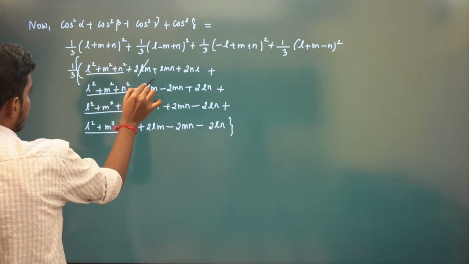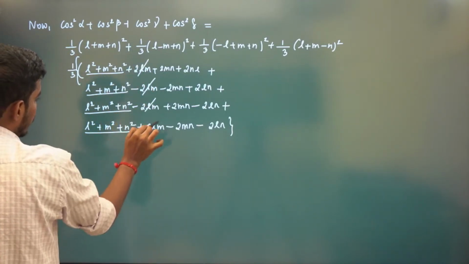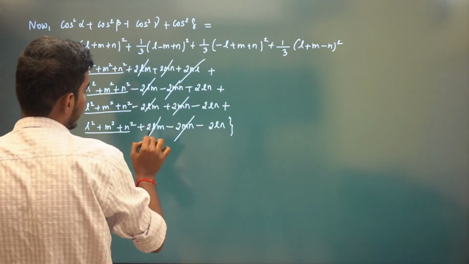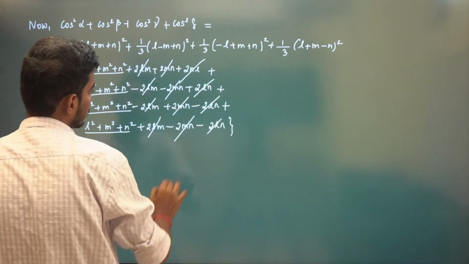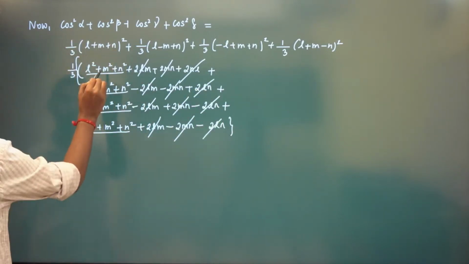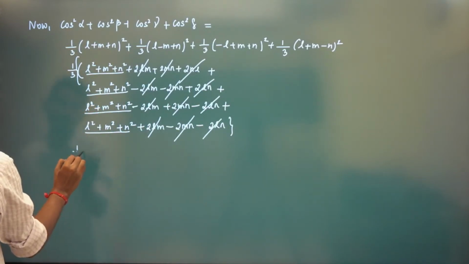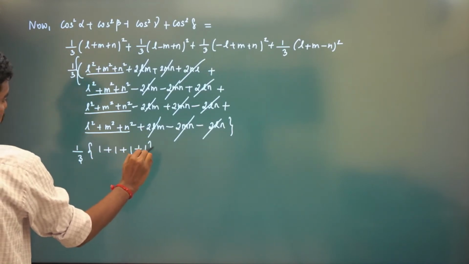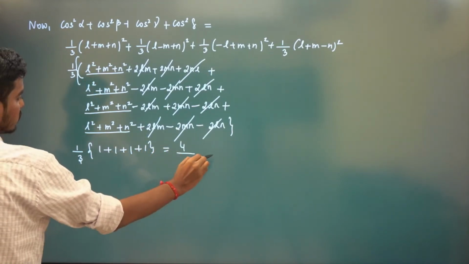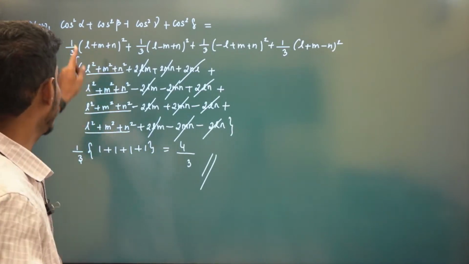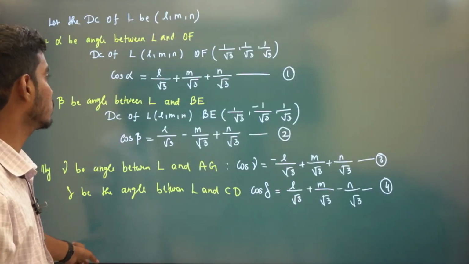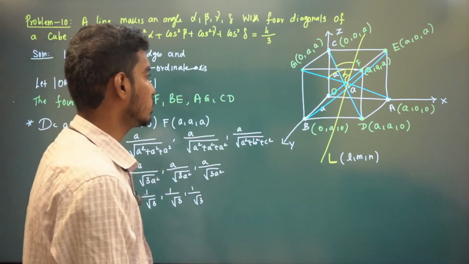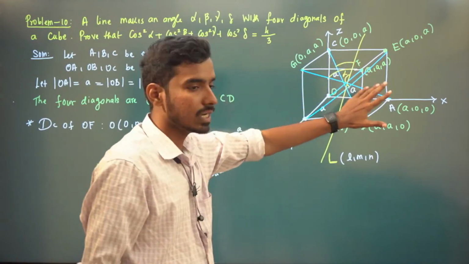The cross terms will be cancelled: minus 2LM plus 2LM, minus 2LM plus 2LM, 2MN minus 2MN, 2MN minus 2MN, 2NL minus 2NL, 2NL minus 2NL. So all these will get cancelled. This is 1, this is 1, this is 1, this is 1. So we will have 1 by 3 of (1 plus 1 plus 1 plus 1), which is equal to 4 by 3. This is what we needed to prove. So cos square alpha plus cos square beta plus cos square gamma plus cos square delta is 4 by 3. Very important problem and very easy problem also. So just find the direction cosines of the 4 diagonals.